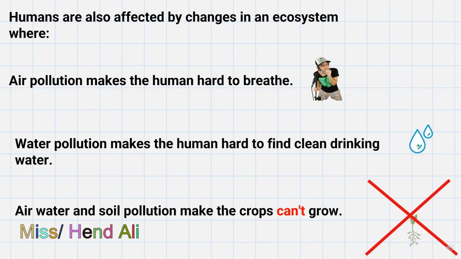Humans are also affected by changes in the ecosystem. Air pollution makes it hard for humans to breathe. Water pollution makes it harder for humans to find clean drinking water. Air, water, and soil pollution mean crops can't grow.